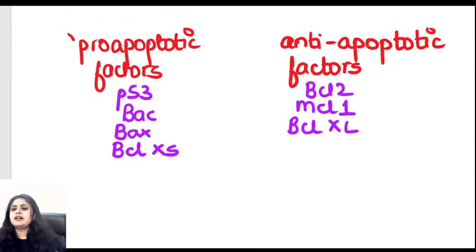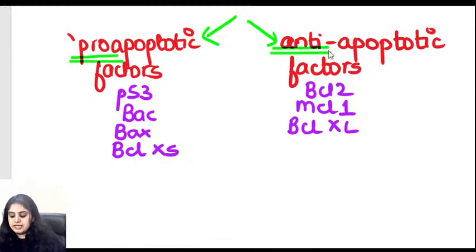Now let's revise all this. General path, a little bit of revision is always needed. Which all are the pro-apoptotic factors? Which all are the anti-apoptotic factors? And then we'll come back to that question, because we also have to revise all the translocations for the exam. So let's finish this off.